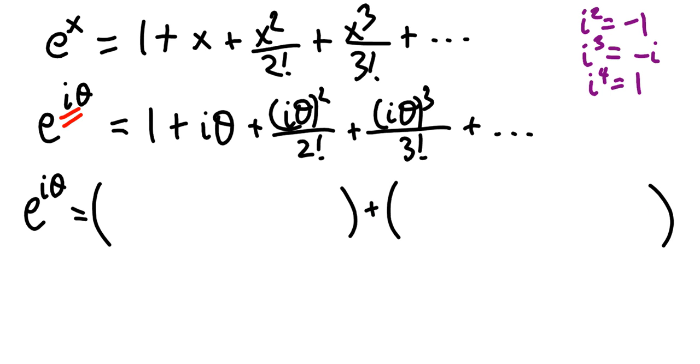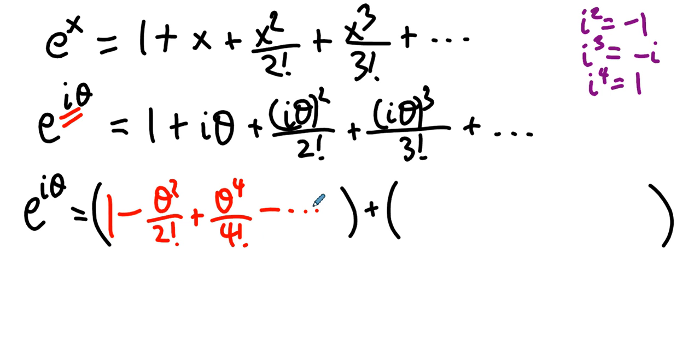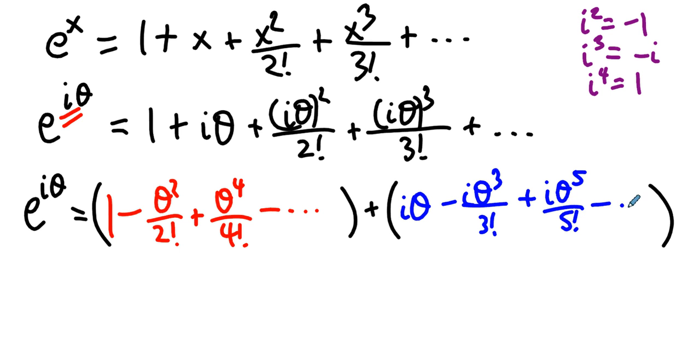All of the even terms, well, let's see, how does that work out? That's a 1. i squared is -1. i to the fourth will be +1, and so on. And then here's an i theta, and this is going to be a -i theta cubed. And then there's going to be an i theta to the fifth, and so on.